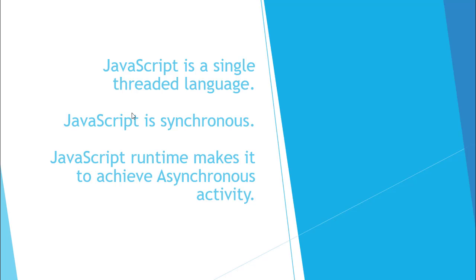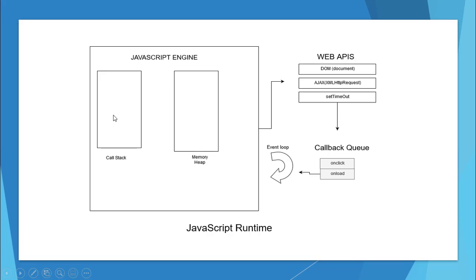Now we will first discuss these three points before going into the JavaScript runtime. JavaScript is a single threaded language. Now what does that actually mean? It means that JavaScript has only one call stack. It will not have more than one call stack, unlike other programming languages like Java, which is multi-threaded and has multiple stacks. So in JavaScript we have only one call stack, so things will run one at a time.